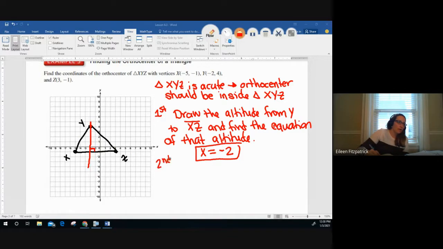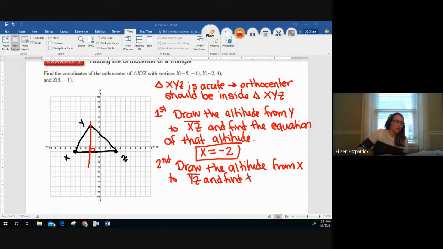So second, we're going to draw another altitude. We're going to draw the altitude from X to YZ and find the equation, just like we did above. All right, this one might take a little bit more work, okay?